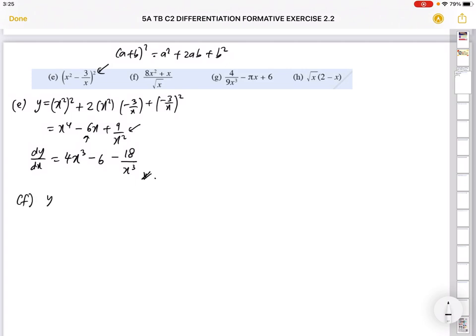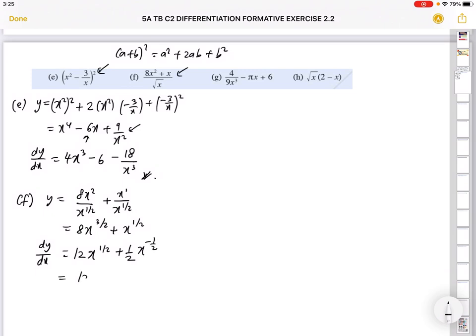So for part F, it's actually better if you were to split them into 2. Now when I say split, means I write 8x squared over x power half, and this is x power half. So when you divide them, this is x power 3 over 2, this is x power half. 2 minus half is 3 over 2. This is x power 1, 1 minus half is just half. So when I differentiate, 8 times 3 is 24, 24 divided by 2 is 12, copy x, reduce the power by 1. The second one, bring the power down half, copy x, half minus 1 is negative half.